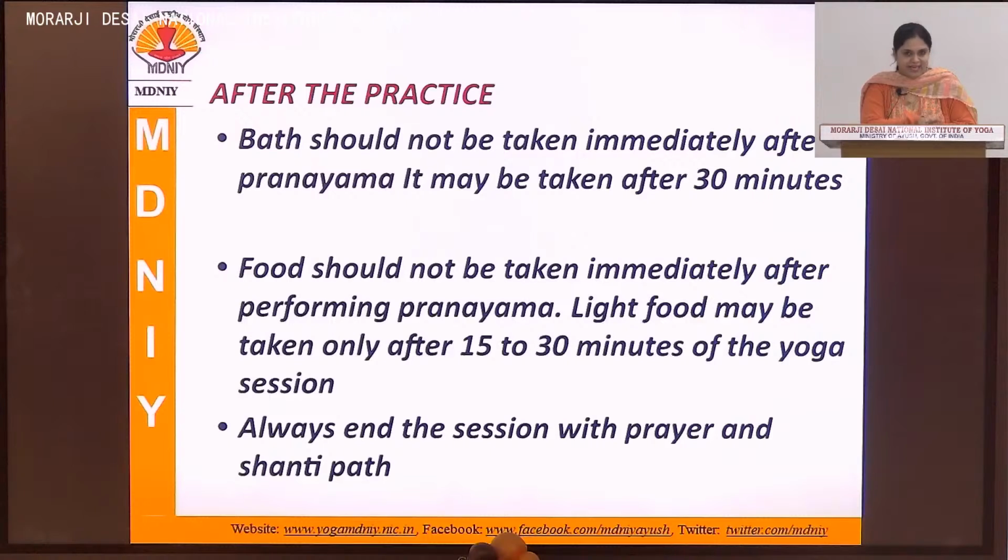A light meal should be taken ideally, not a very heavy meal, otherwise it can induce sleep. If you are doing a very relaxing pranayam, it can induce sleep if you eat a very heavy meal immediately after doing pranayam. And you should always end the session with prayer and Shanti path like we will do now.